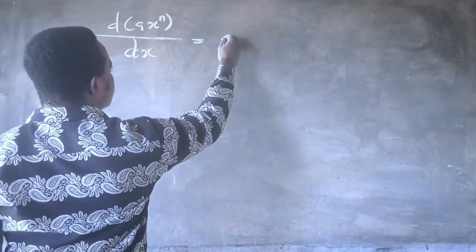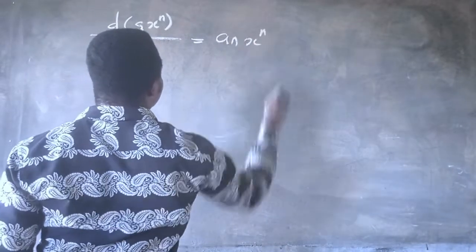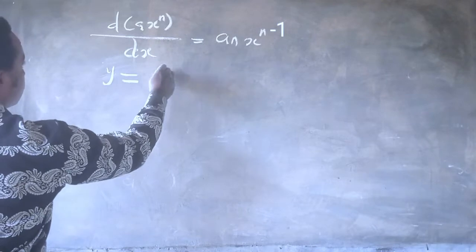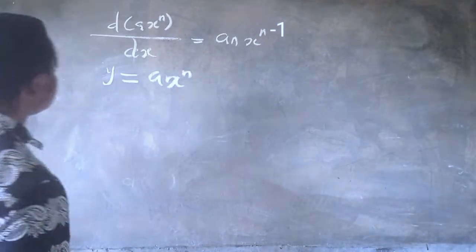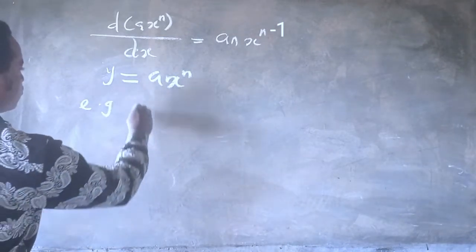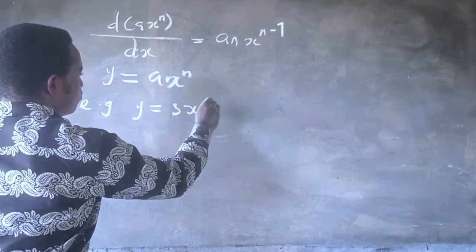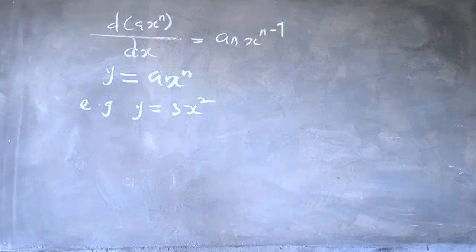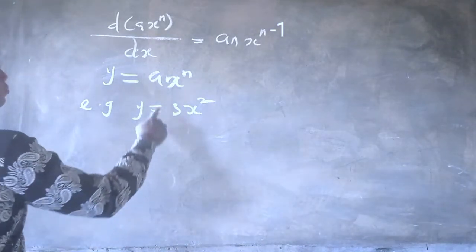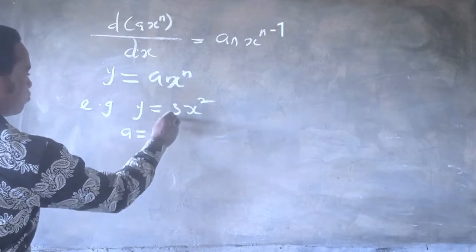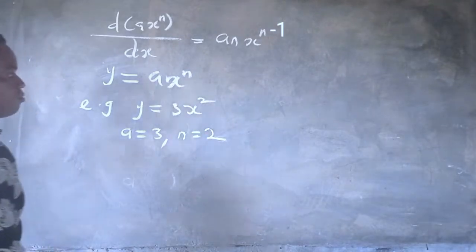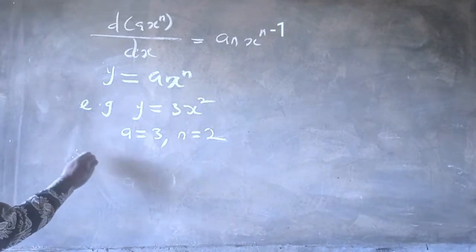The differential coefficient of ax to the n power with respect to x is anx raised to the power n minus 1. This type applies where y is a function of x in this format, ax to the n power. The x raised to the power n has a coefficient a. Now look at this particular problem. We have y equals 3x squared. You will notice the value of a in this problem is 3 and the power n is 2. It is just as simple as this.